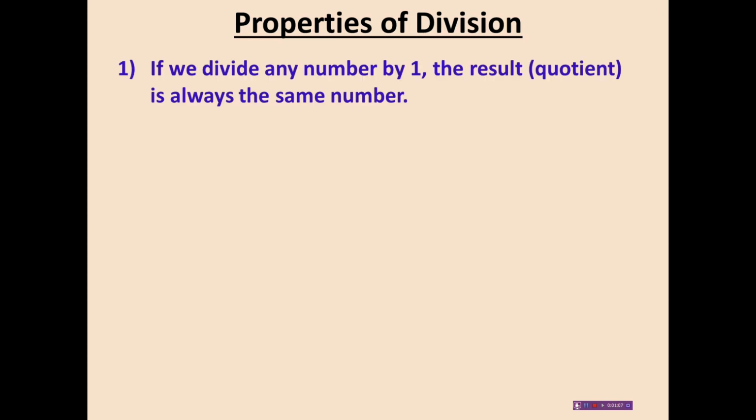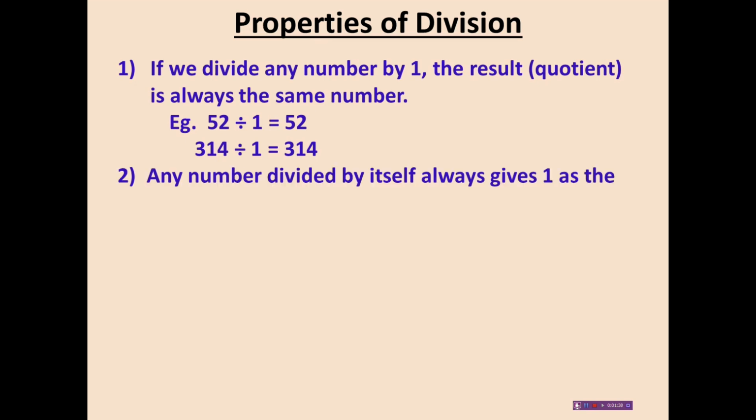The first property is that if we divide any number by 1, the result, which we call the quotient, is always the same number. Let's see an example. If I divide 52 by 1, I get the same number, 52. If I take any other number, 314, and divide it by 1, I get the same number, 314.